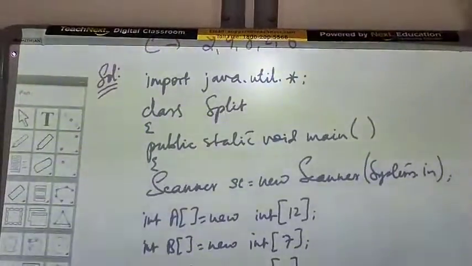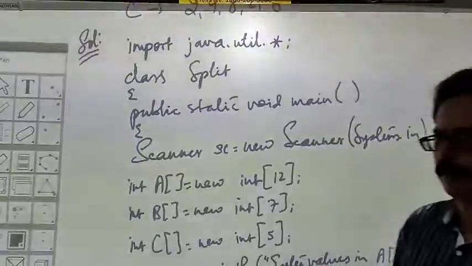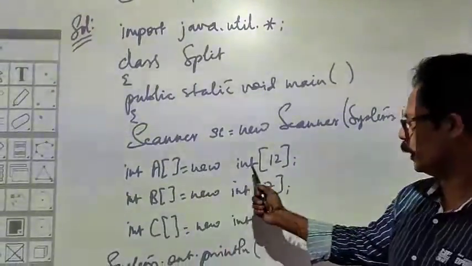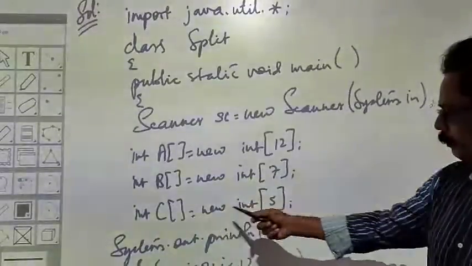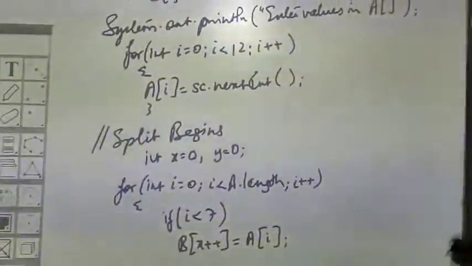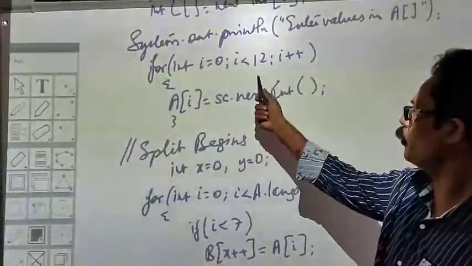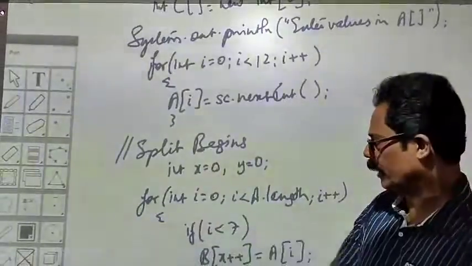That is, class Split. Static void main, Scanner sc equals new Scanner(System.in). int A equals new int[12]. The rest will be, that is B will be 7 and C will be declared as 5. Of course, accept the values in A. For int i equal to 0, i less than 12, i plus plus, A[i] equal to sc.nextInt(). Now here the splitting begins.